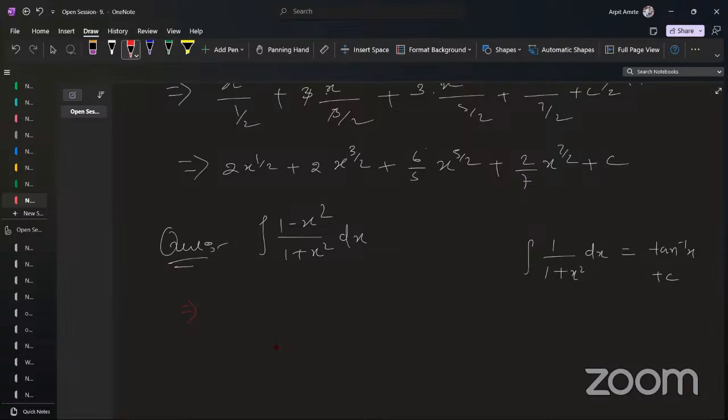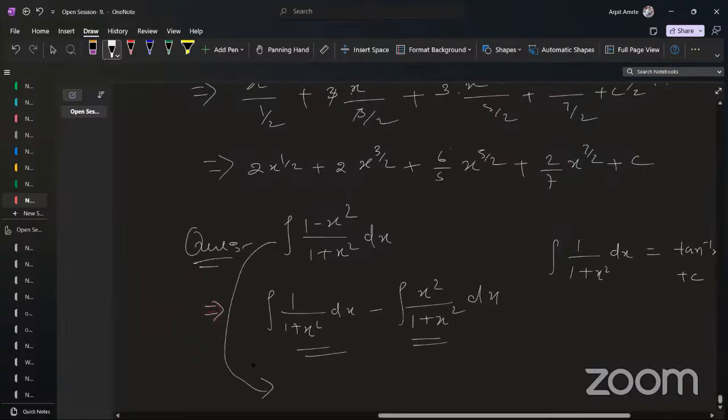Can we use the king formula or queen formula, anything like that? Just separate it. If we separate it, what we will get is 1 plus x square, integral dx, minus x square divided by 1 plus x square. Okay, we can solve this. What about this one? Here just add and subtract 1 at the numerator and then separate. Rather than doing this, we can directly go like this.